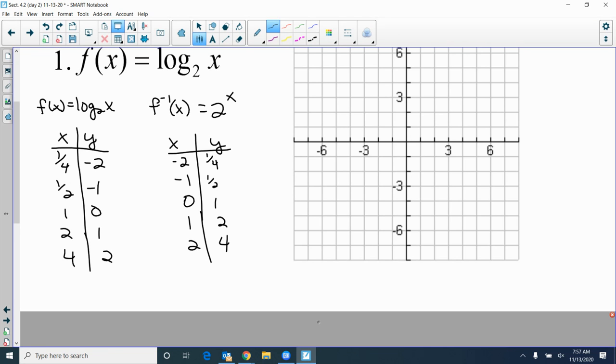So 2 to the -1 is 1/2. So 1/2 is my x. 2 to the 0 is 1. So my x is going to be 1. If you try to plug in 3 for x, 2 to what power equals 3, you're not going to be able to figure that out.